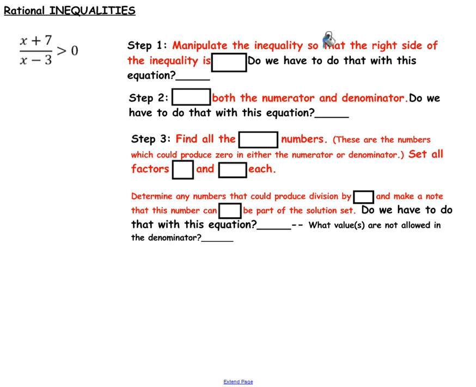Okay, we're going to manipulate the inequality so the right side of the inequality is 0. And no, we do not have to do this for this particular equation because we already have 0 over there. And there actually is a reason why I want 0 over here, because in the long run I'm going to be looking at my inequality symbol here and it's going to tell me what type of answers I'm going to get. That's a little pre-knowledge there.